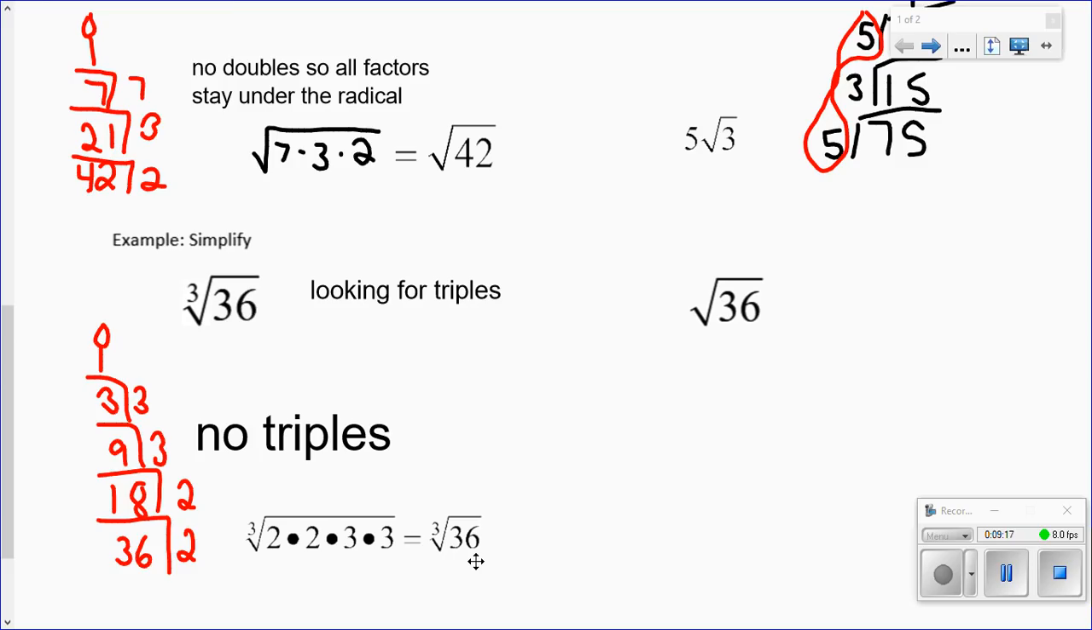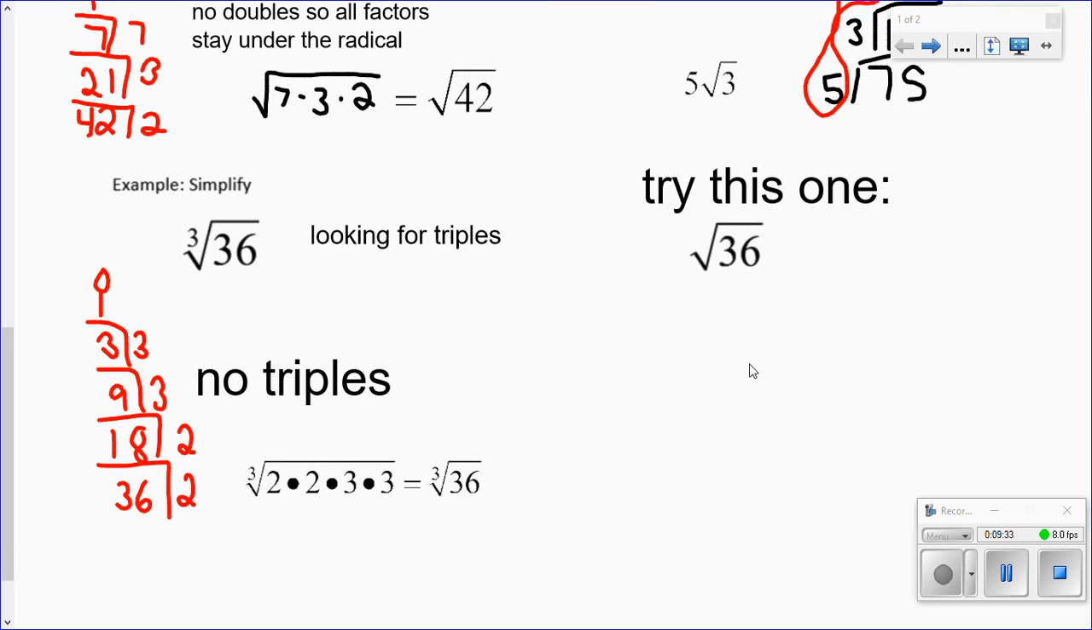Now, square root of 36 is a little bit easier. I know that you know what the answer is already with this. However, I want you to practice the birthday cake method. Or if you're going to do the trees, do that first so you can see what you're looking for and see what it comes out to be. Okay? So try this one on your own.